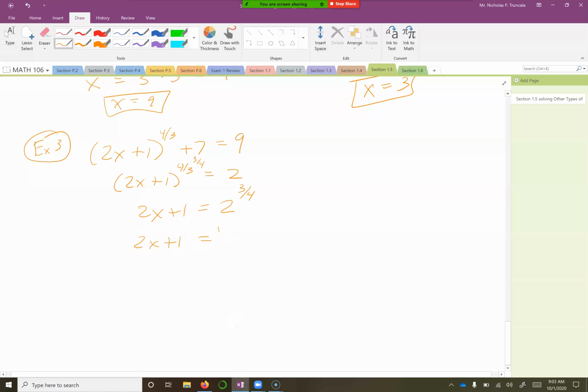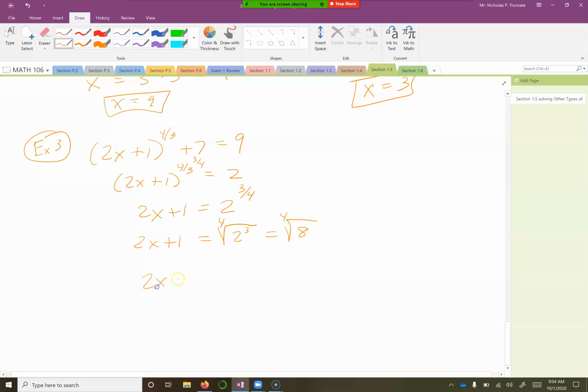So we have 2x plus 1 equals, so what is this going to look like? It's going to look like the 4th root of 2 cubed. In other words, that's the 4th root of 8, because 2 to the 3rd power is 8. So here's the thing. You can't take the 4th root of 8. 1 raised to the 4th power is 1. 2 raised to the 4th power, what's that? 16, right? So we actually can't break this radical down anymore. So you just have to leave it as that ugly looking 4th root of 8 and then solve for x.